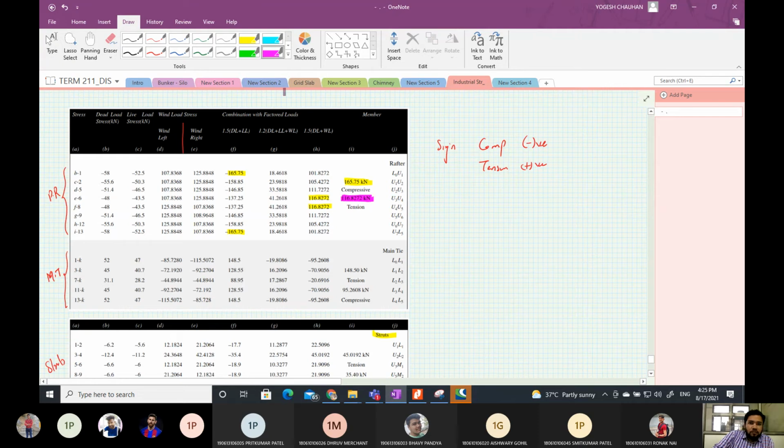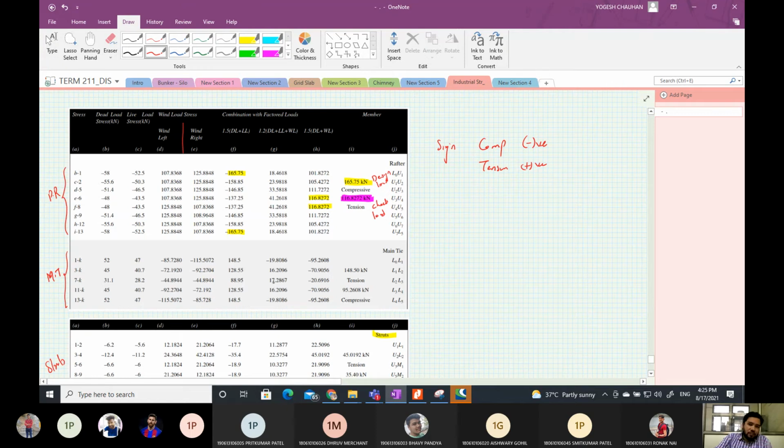This is the design load, and this is the check load. The principal rafters are compression members, so this will be the design load, and this will be the check load. But it should also be checked for tension under the reversal of loading due to the wind load case. So this is the check load, and this is the dead load.